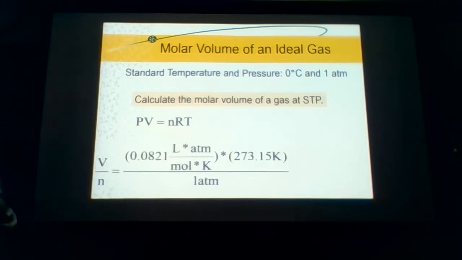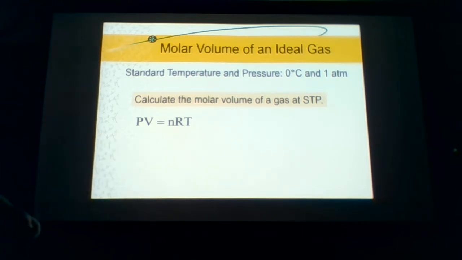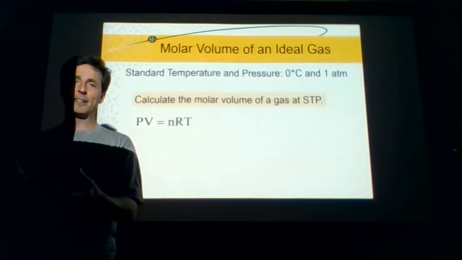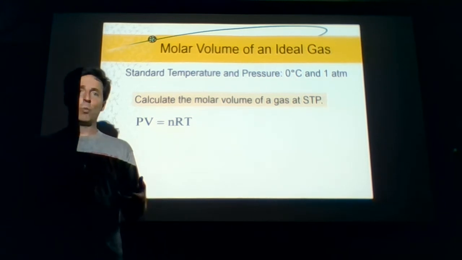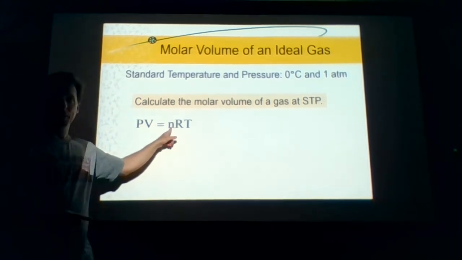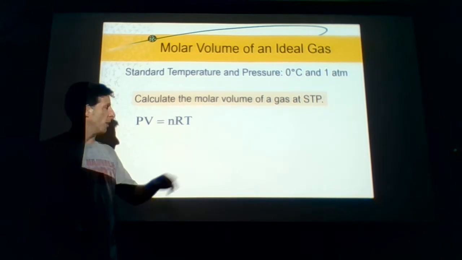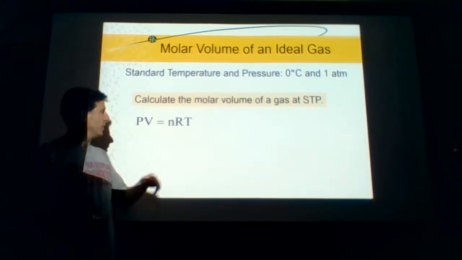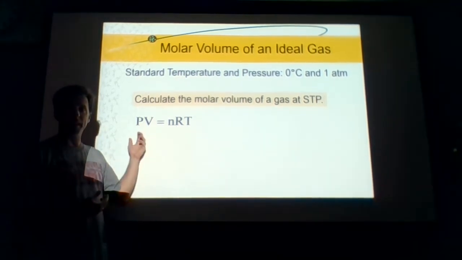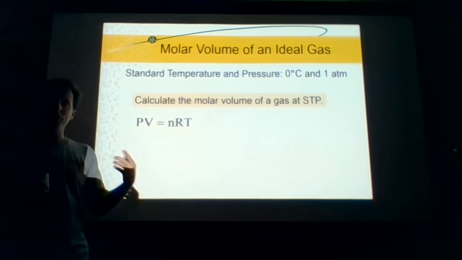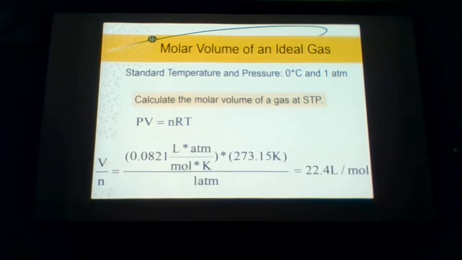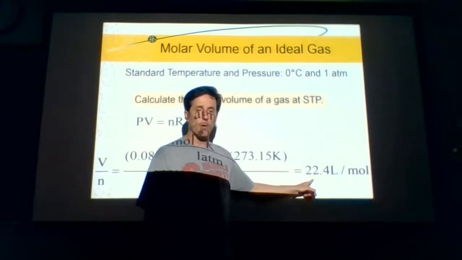So, next thing, if we know what STP is, standard temperature and pressure, if we have 1 mole of a gas at STP, what will its volume be? Well, if I have 1 mole, that's n. The standard temperature is 273 Kelvin, that's T. The standard pressure is 1 atmosphere, that's P. We know R is a constant. So it's pretty easy to plug all these things in and solve for V. And if you do that calculation, what you actually find is that the volume of 1 mole of a gas comes out to be 22.4 liters.